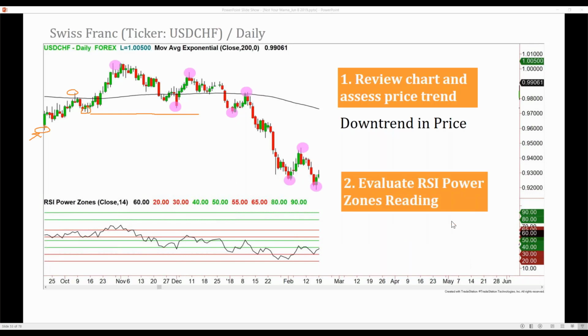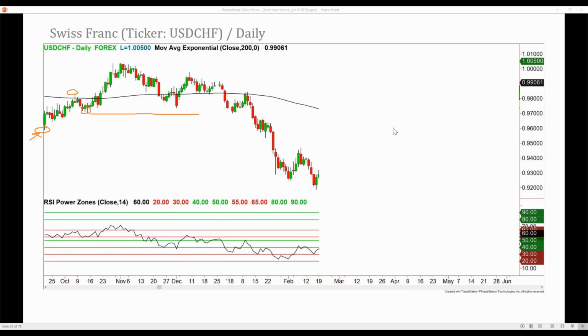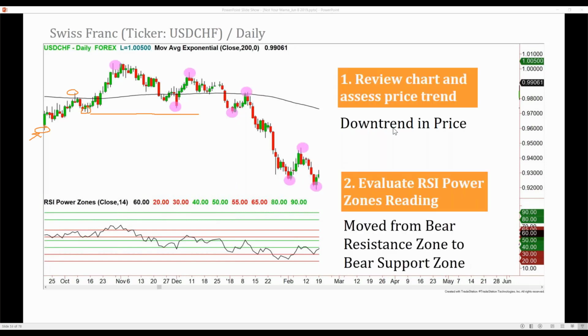Evaluate the RSI power zones reading. Move from bear resistance power zone to bear support power zone. All right, so we see that there is a respecting of the zones, which I'm going to go ahead and highlight for you here. This lower high formed with RSI in the bear resistance power zone, and in this whole journey down, we've come down to the bear support power zone. Okay, respecting the bear zones. No changes yet.